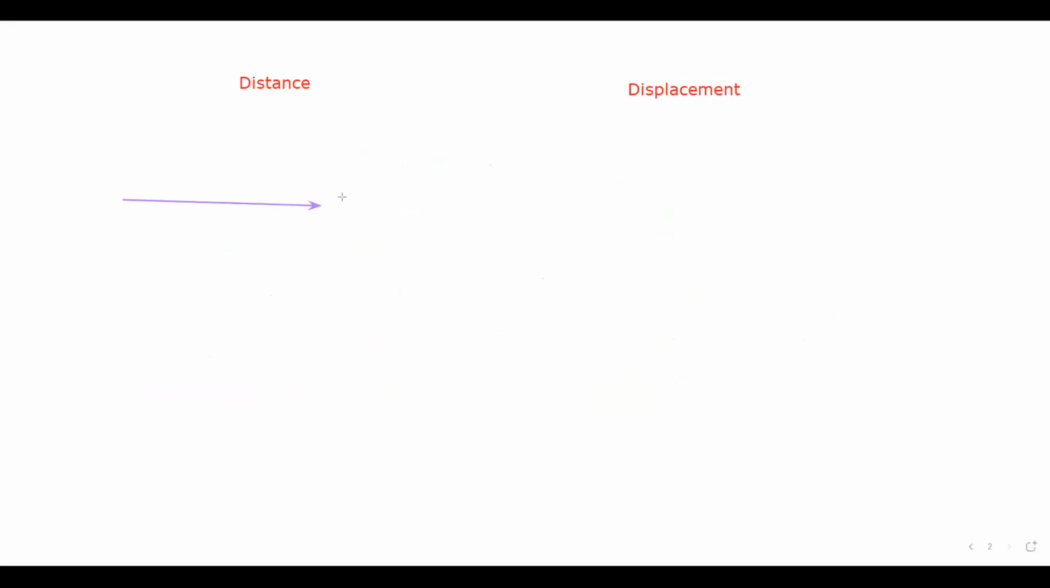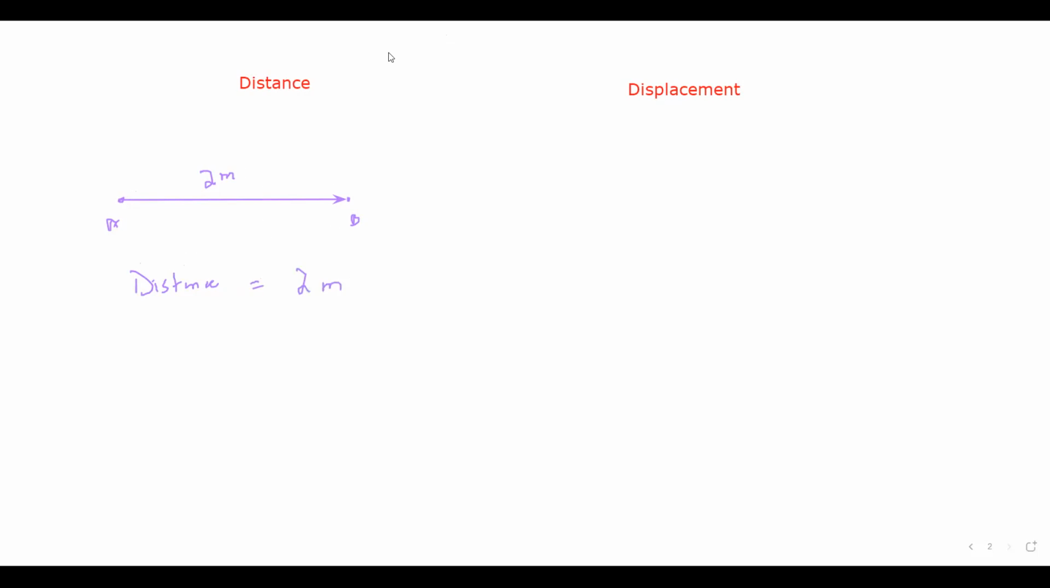Look, an object covers 2 meters. Say A is the starting point, B is the ending point. So the object moves from position A to position B and it covered 2 meters. So what is the distance traveled by the object? Distance is equal to 2 meters.